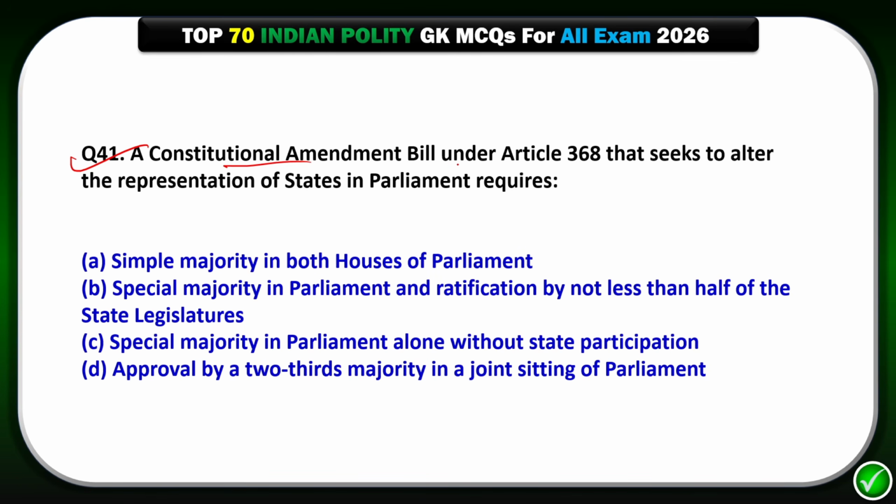41. A constitutional amendment bill under Article 368 that seeks to alter the representation of states in Parliament requires? Option number B. Special majority in Parliament and ratification by not less than half of the state legislatures.